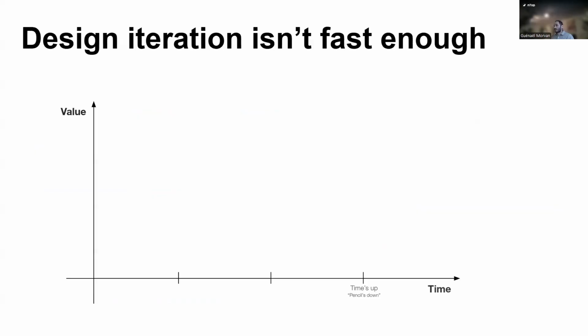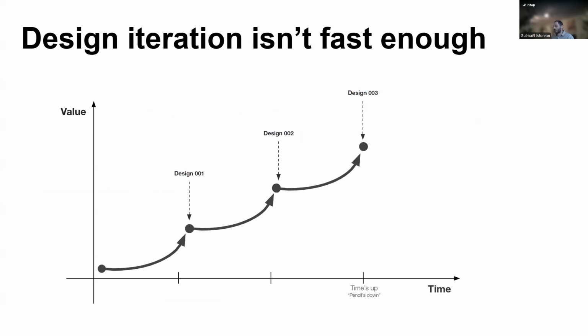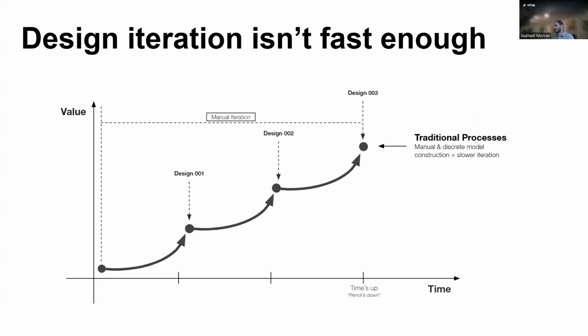When it comes to design iteration, it's not always very fast. We do design number one, then we go to design number two, etc. And it takes quite a lot of time to do that. It's a lot of manual process to get to that result and ends up in a lot of design work and time to get the optimal design. So that's with traditional processes, basically.